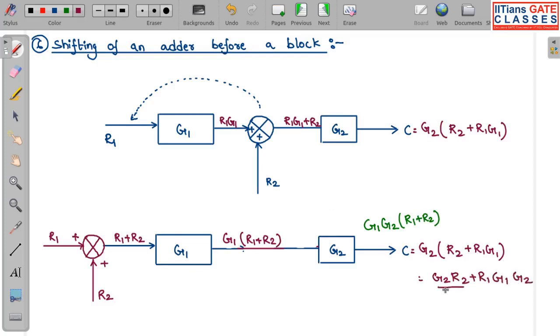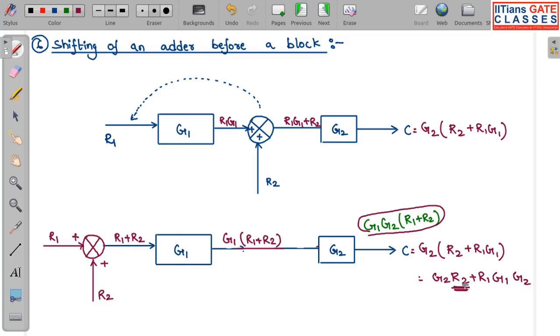So there is a missing term over here, which is coming over here. You can see with R2 there is G1 present. So what I need to do is remove this G1 from R1. So now you can see that I am getting this term, whereas over here with R2 there is no G1 present.